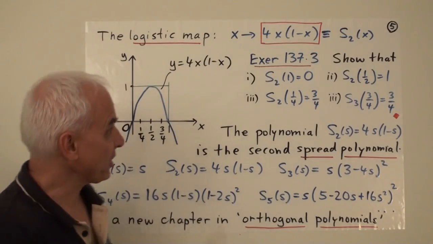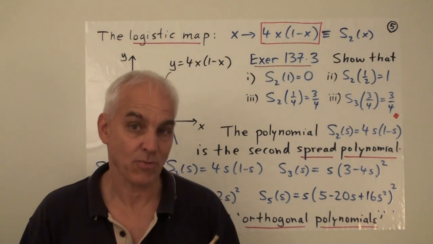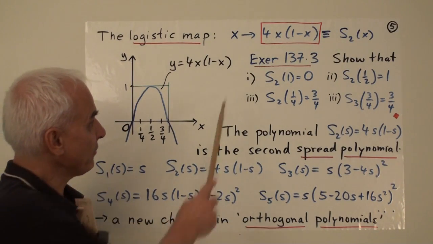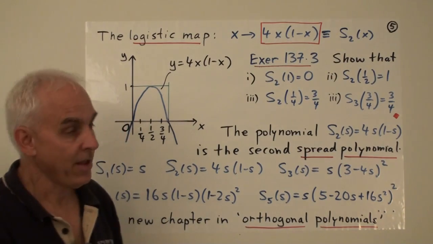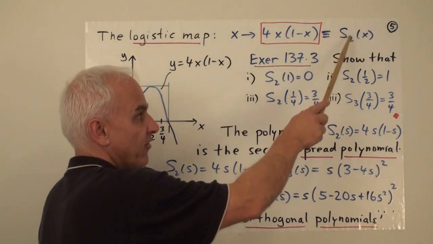So it turns out that this particular polynomial is quite a famous one. It's called the logistic map. It's often written as x goes to 4x times 1 minus x. And we're going to give it a name. We're going to call it S sub 2, capital S sub 2 of x.